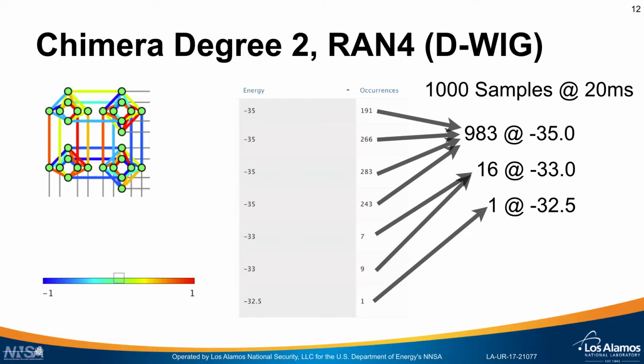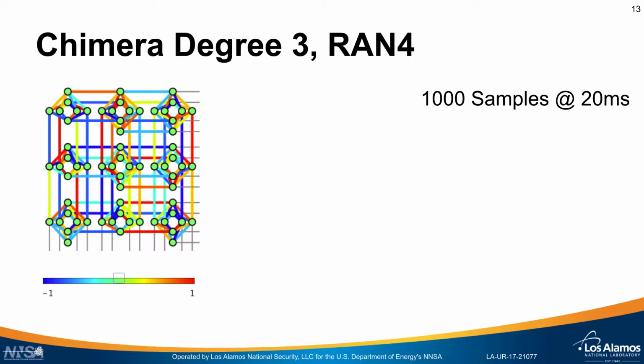So now the question becomes, does this look like the optimal solution? Given that over 90% of the samples returned an energy of minus 35, I would say yes, it looks very much like the optimal solution. This matches our model for what an adiabatic computation does. So let's try something a little bit different.